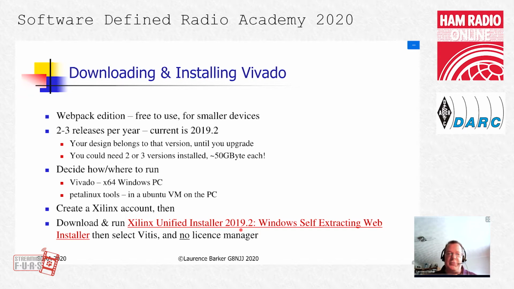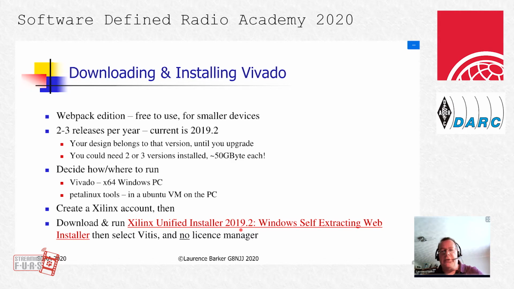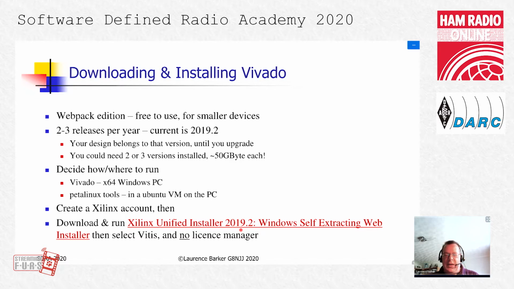You can't just upgrade to the newest one. Your design is tied to the tool that it was created with until you go through an upgrade process. And that upgrade process isn't guaranteed to work, or might at least need a lot of effort. So you could end up needing 2 or 3 versions of the tools installed. And they're typically 50 gigabytes each. So you might want to think about how much disk space you've got available.